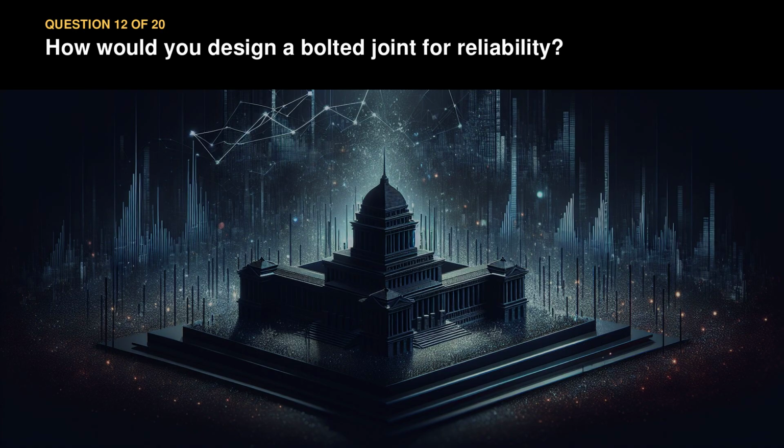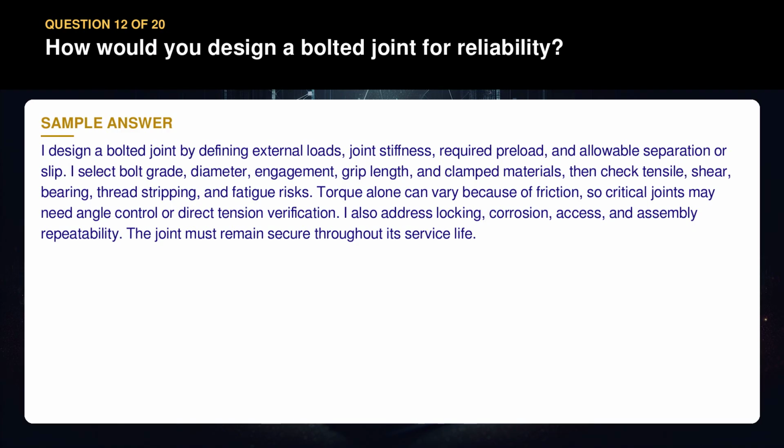Question 12. How would you design a bolted joint for reliability? I design a bolted joint by defining external loads, joint stiffness, required preload, and allowable separation or slip. I select bolt grade, diameter, engagement, grip length, and clamped materials, then check tensile, shear, bearing, thread stripping, and fatigue risks.